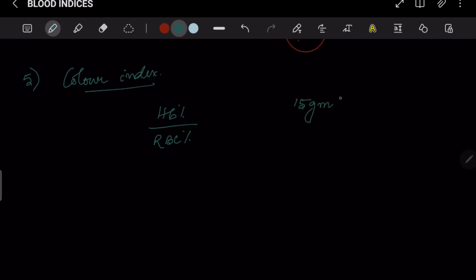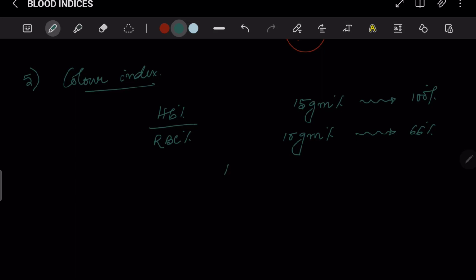Now, talking about the fifth and the final blood index, it is the color index. Color index is the ratio between the hemoglobin percentage and the RBC percentage. Look, if the hemoglobin level is around 15 gram percent, it is considered to be 100% hemoglobin. So, if a patient has around 10 gram percent of hemoglobin, it will be around 66% hemoglobin.